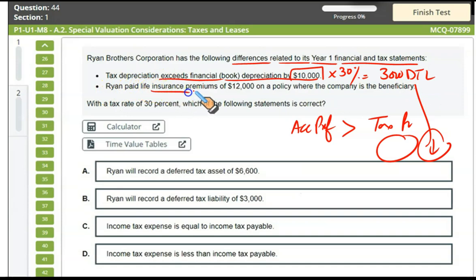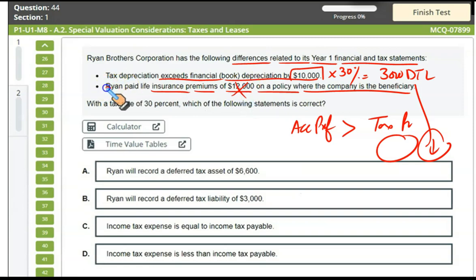Ryan paid a life insurance premium of $12,000 on a policy where the company is the beneficiary. It is not mentioned in your textbook, but remember, any life insurance premium charged as an expense in your income statement is an inadmissible or non-deductible expense. It will never be an allowed expense.